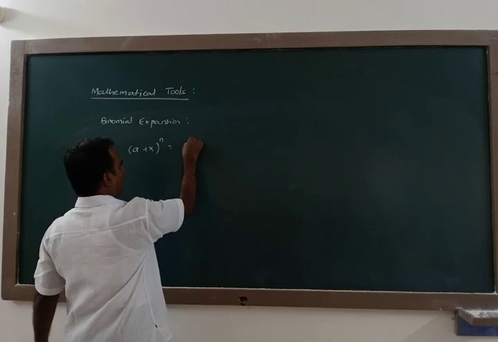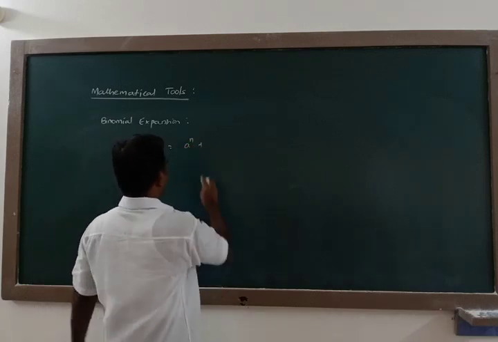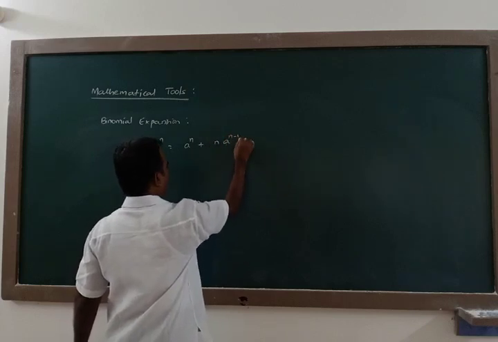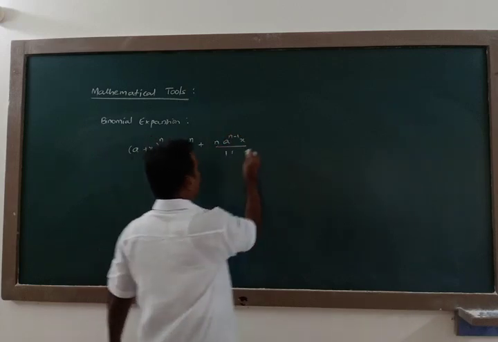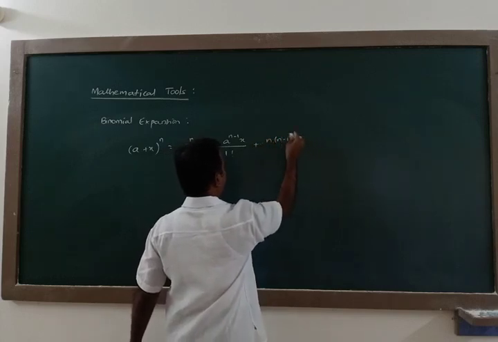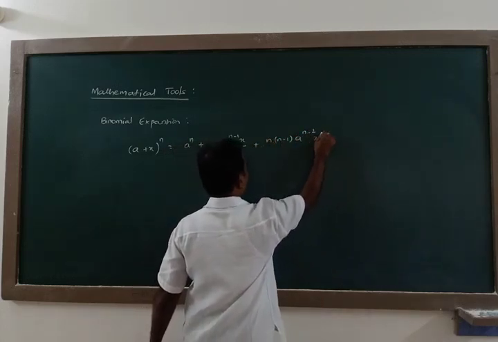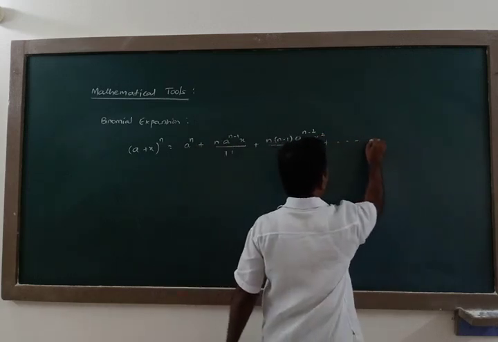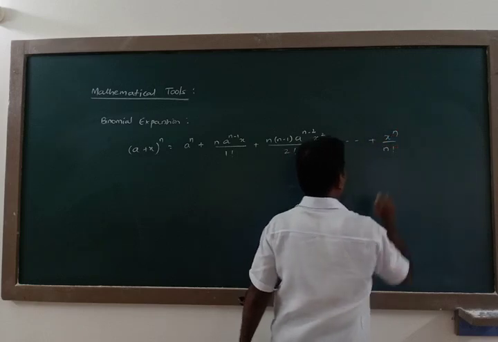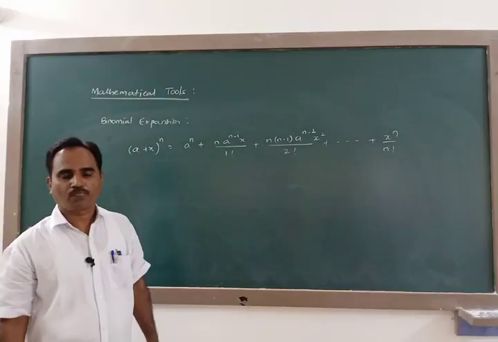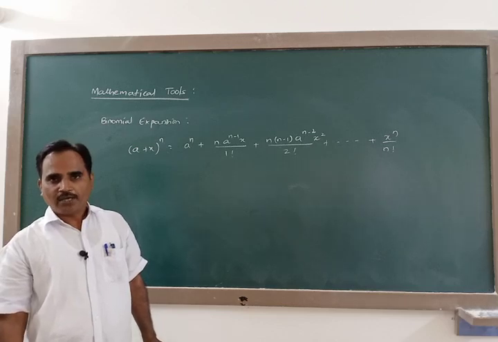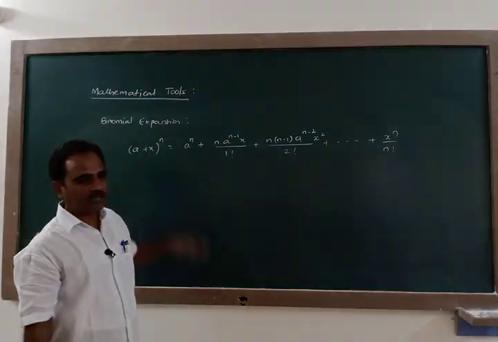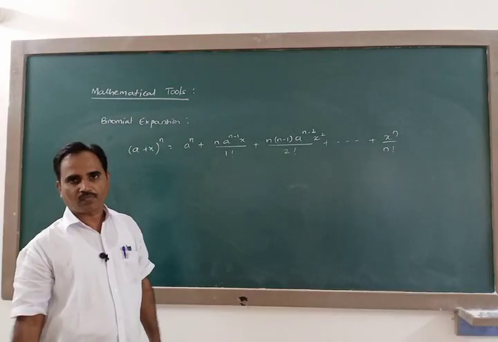So this is a^n plus n a^(n-1) x divided by 1 factorial, plus n(n-1) a^(n-2) x^2 divided by 2 factorial. Like this, there will be n terms and the last term will be x^n. You are going to get these things in mathematics, in PUC first year mathematics, where you have this binomial expansion.